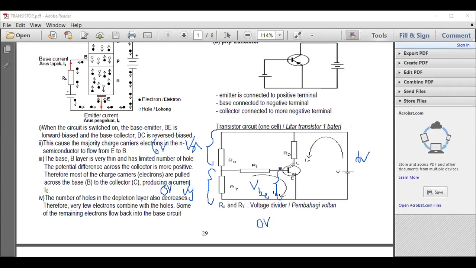When this one is 0 volt, basically there are no charges going from emitter to base. So in other words, there won't be any base current. So no base current, no collector current.